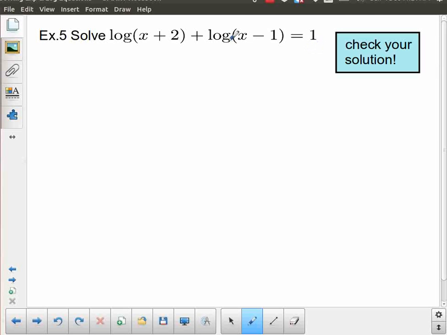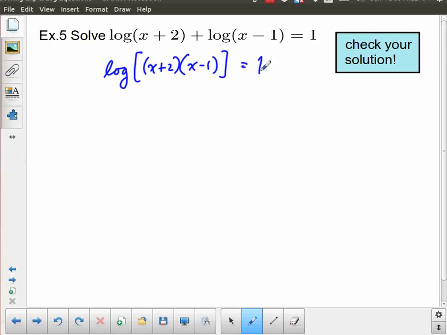And solving this one, I've got x's in two separate logarithmic terms. So I'm going to combine these. I've got a sum of logarithms, which is the same as the log of the product. So I've got this product. A logarithm of the product is the same as the sum of the logarithms.